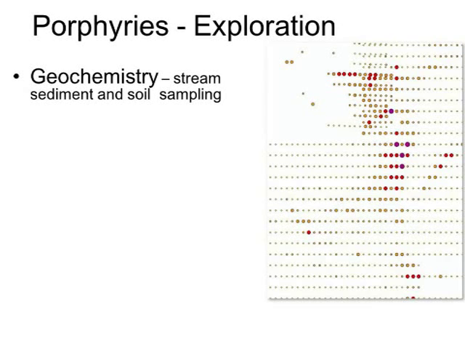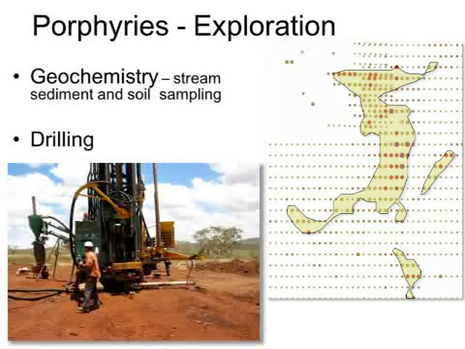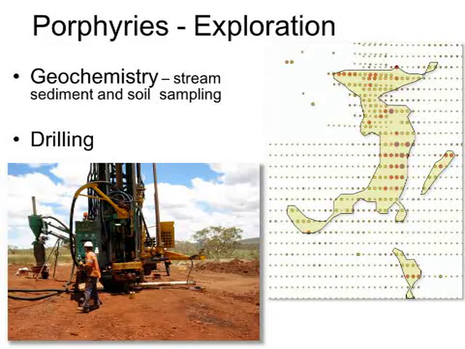Anomalies can be very tightly defined using soil geochemistry, and usually well enough to allow you to site a drill hole. As with almost all ore deposit types, porphyry targets need to be drilled eventually to quantitatively determine actual copper, gold and molybdenum values in the identified mineralization. I'll talk more in detail about drilling and drill techniques in a later presentation.